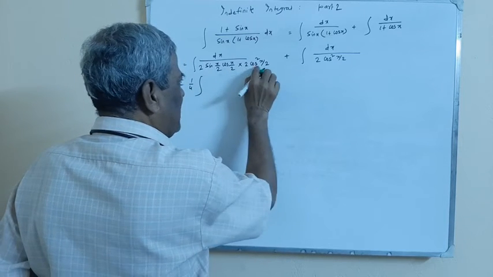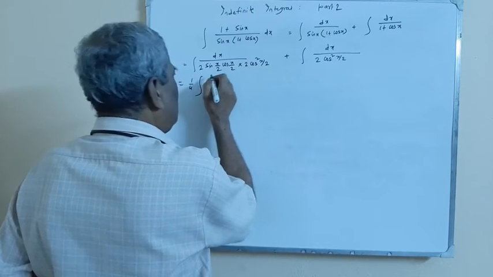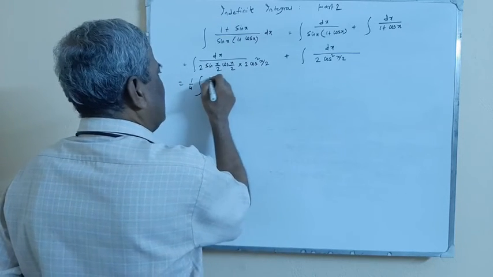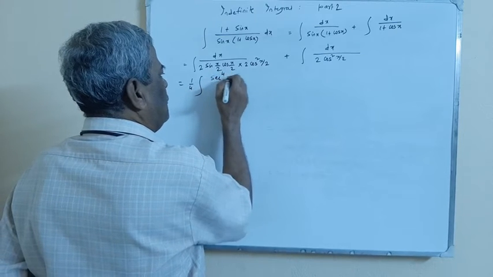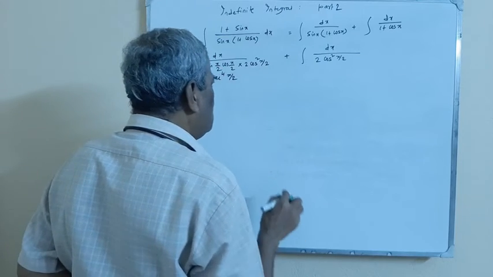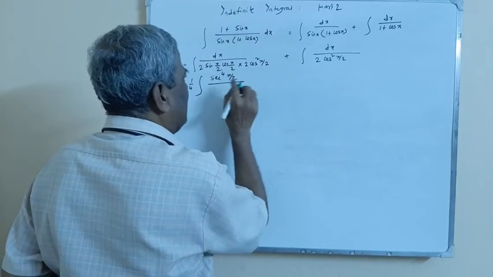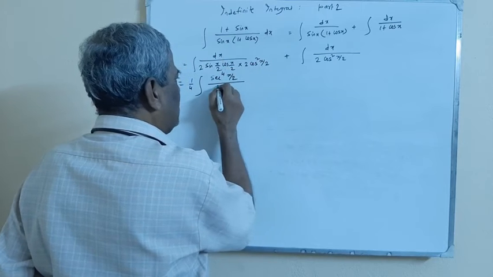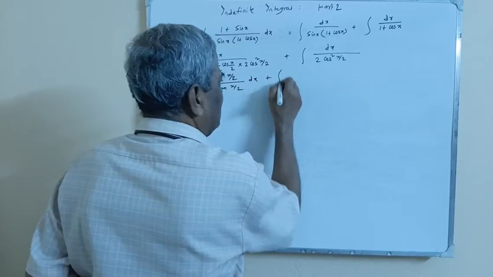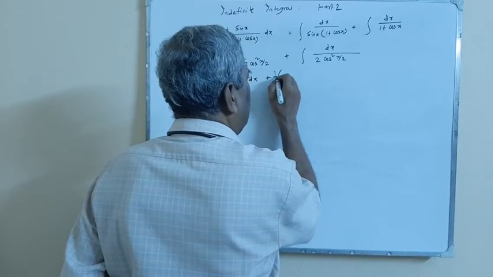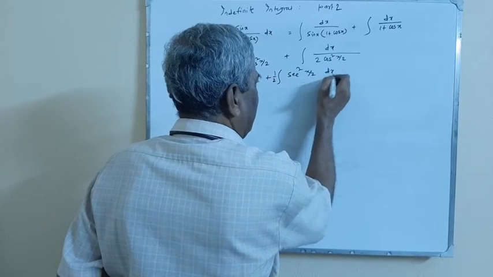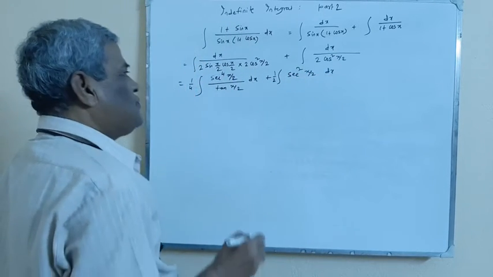This can be written as, divide throughout by cos to the power 4 x by 2, so that it is sec square, sec to the power 4 x by 2. In the denominator the cos cube will be cancelled, so tan x by 2 dx, plus this is equal to 1 by 2 sec square x by 2 dx. It has a formula: sec square, its integration is tan.